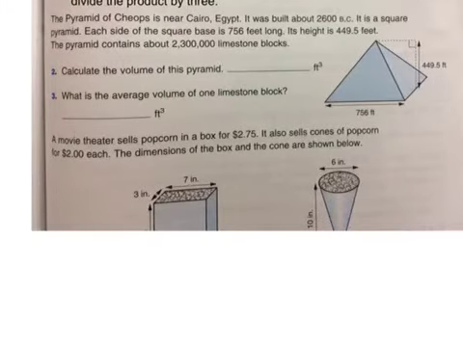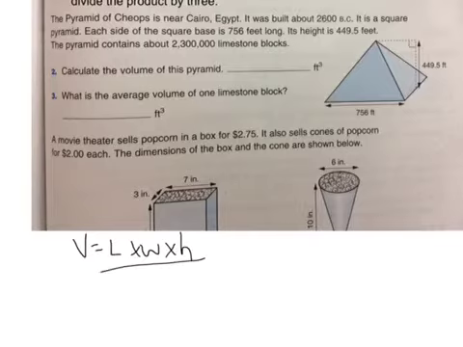The formula is volume equals length times width, which will give us our base, times height, which will give us the entire volume for a cube. And that's why we must divide it all by 3. Let's go ahead and replace the variables.